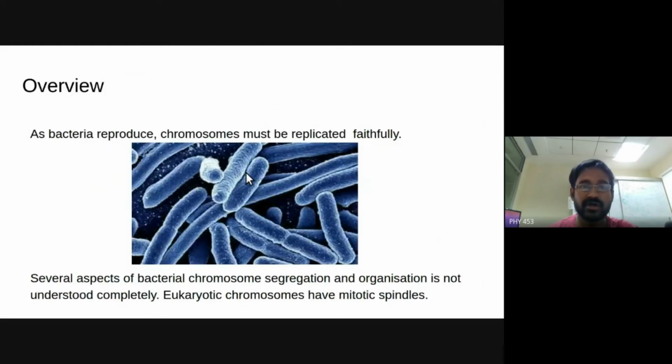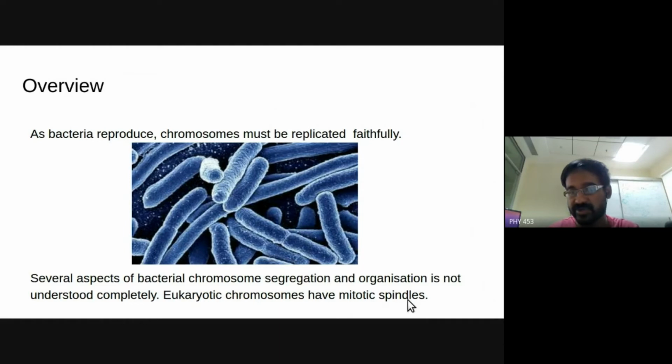As we know, bacteria reproduce and there's cell division that occurs in bacteria. But just before cell division, the chromosomes must make a copy of themselves, and this process is known as replication. The replication has to be carried out faithfully, and these replicated chromosomes must spatially segregate before the occurrence of cell division.